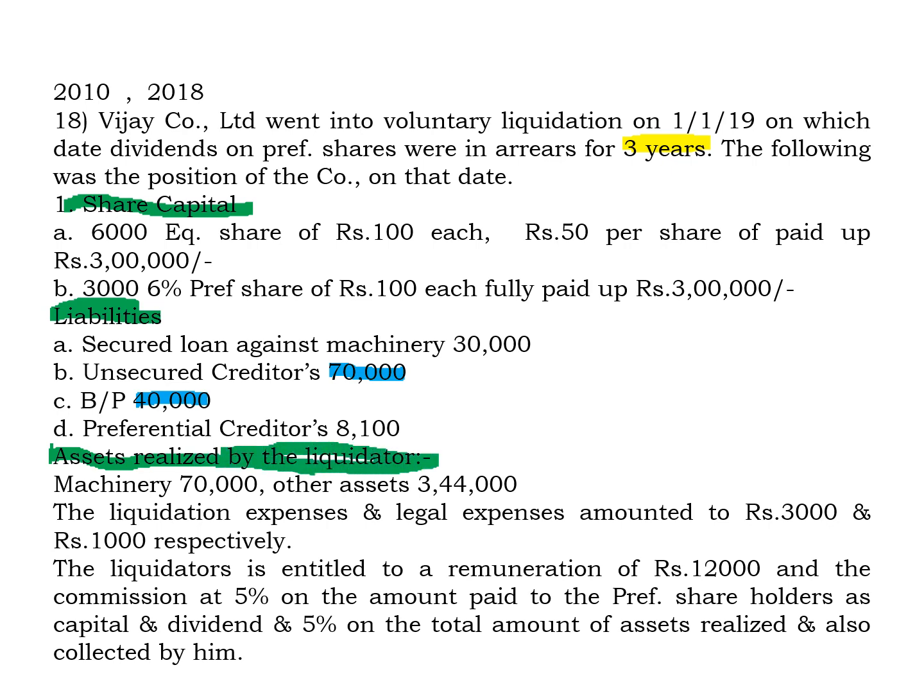Third part, you have assets realized by the liquidator. What are the assets realized by the liquidator? We have machinery realized 70,000, other assets 44,000. Next, liquidation expenses and legal expenses amounted to rupees 3,000 and 1,000 respectively. So total liquidation expenses comes to rupees 4,000.